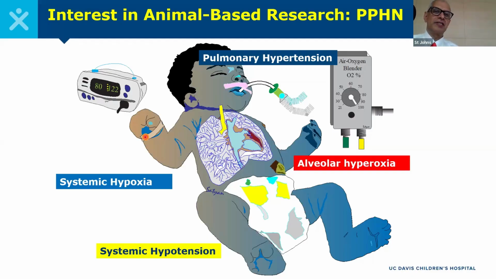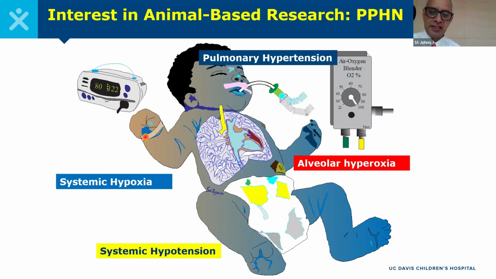The unique thing with PPHN is that babies are exposed to a lot of oxygen. So it is alveolar hyperoxia causing oxidative stress in the lung, but the body is not seeing enough oxygen, so there's systemic hypoxia. Similarly, there is systemic hypotension and pulmonary hypertension. So there are all these things that are not working out well.